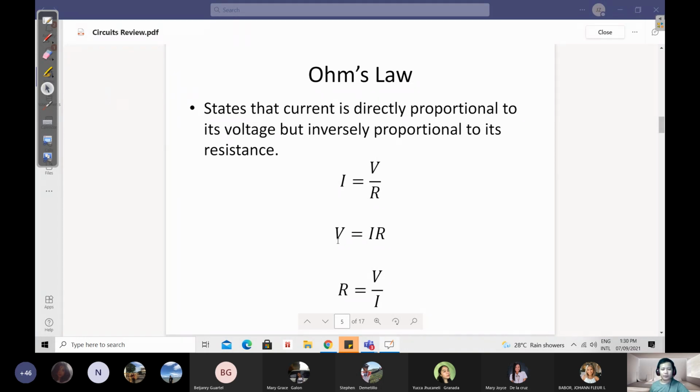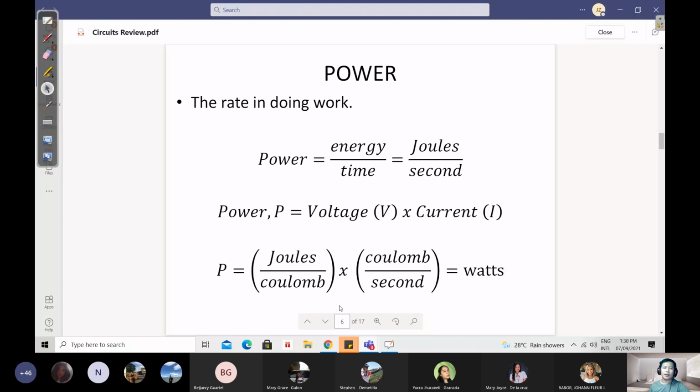Okay, next. Power. Since we already have voltage, current, and resistance, what is power? Power is basically the rate of doing work. Work involves energy. Rate involves time. That's why power is energy with respect to time. How much energy have you expended with respect to time? Energy is in terms of joules. Time is in terms of seconds. The formula for power is just voltage times current.